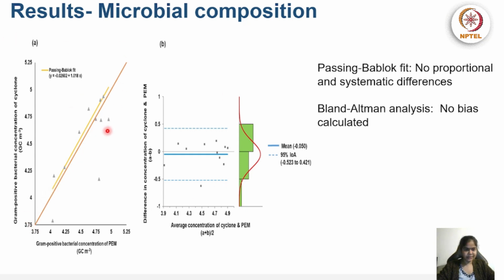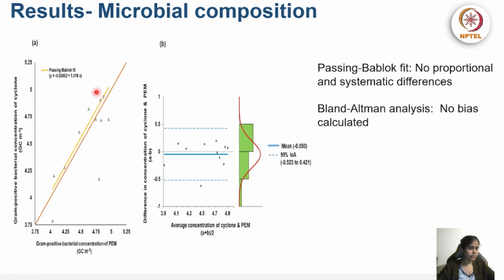If we look here, this is the result from both the samplers. The x-axis is the gram positive concentration from the PEM sampler, and the y-axis is from the cyclone sampler. This is the Passing-Bablok fit, and we see our samples lie very close to the line, meaning that these two samplers have similar performance.